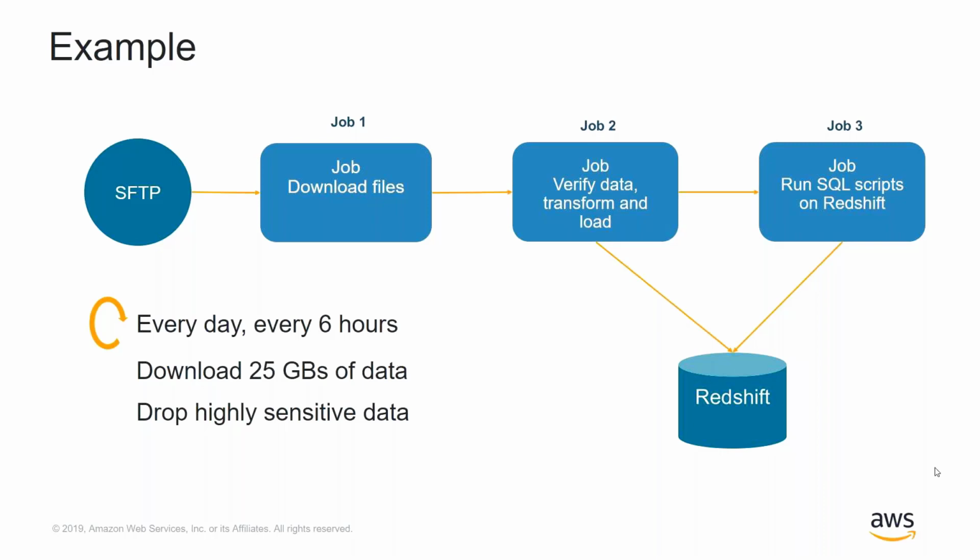Once the data is loaded into the data warehouse system, you have another job, job three, that reads the data and transforms it even further, okay? So if you were doing this, and if you were to use Glue for this, how would you do it? We will add a few more attributes to this example. Let's say that we have to run this pipeline every 6 hours. We are downloading and processing close to, say, 25 gigs of data, which is pretty significant, and we are applying some transformations. So we're going to walk through this example, okay?